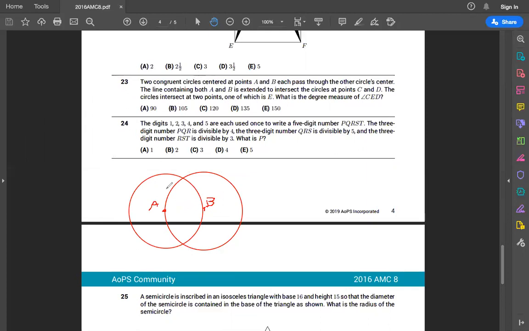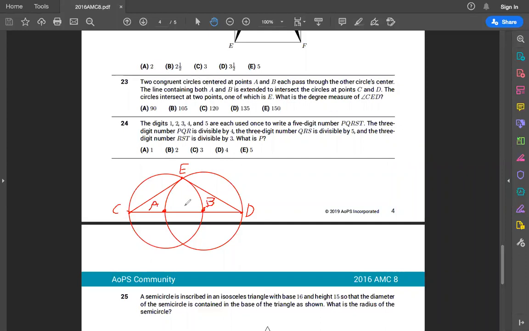And then we're told that the line containing A and B is extended to intersect the circles at C and D. C and D. And then the circles intersect at 2 points, one of which is E, so we'll just use the top one. We want the measure of CED. So connecting like so. We want this angle in between there.